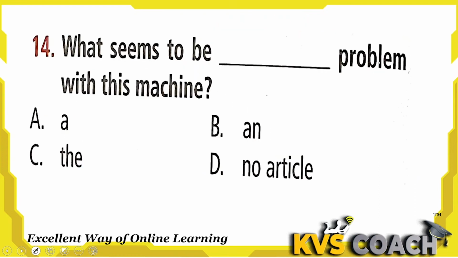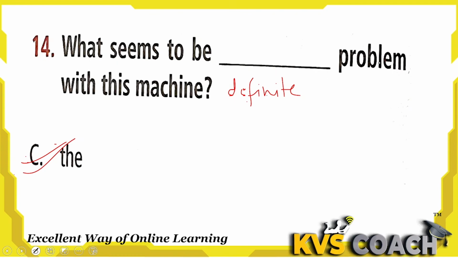What seems to be dash problem with this machine? It means the speaker and listener both know that the machine is having a problem. They are just discussing what seems to be the problem with the machine. So they both know about the machine problem, and this is the definite article, okay. And for definite we use the. So, what seems to be the problem with this machine? C is the right answer here.